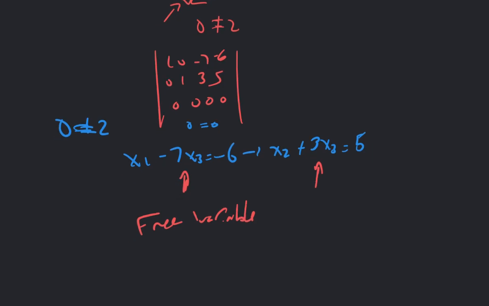And a pivot is a first non-zero entry. Usually in row reducing, it's usually a 1. It has to be a 1. It marks the column where the variable is solved for.